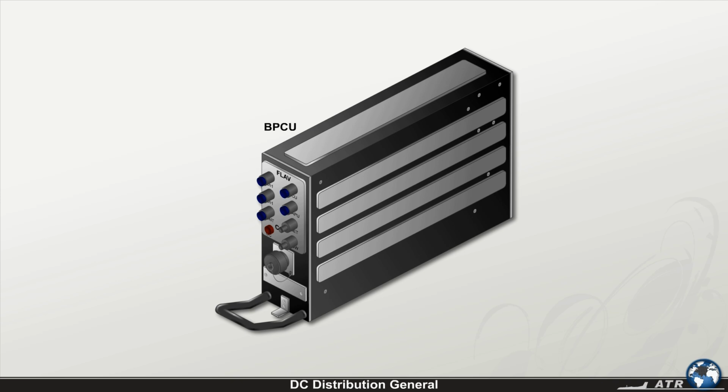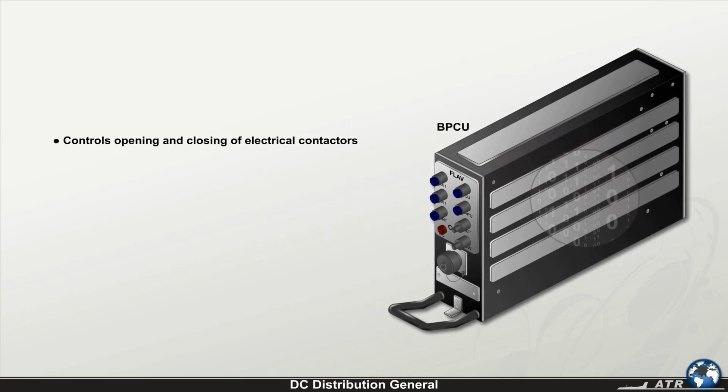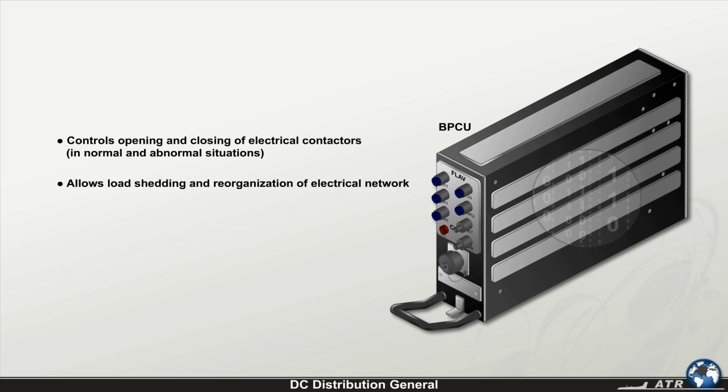Before we go further into the ATR electrical system, it's important to understand the Bus Power Control Unit, short BPCU. The BPCU can be considered the brain of the electrical system. It is responsible for controlling the opening and closing of the electrical contactors in both normal and abnormal situations. The target is to allow the load shedding and the reorganization of the electrical network in order to keep as many buses as possible energized.